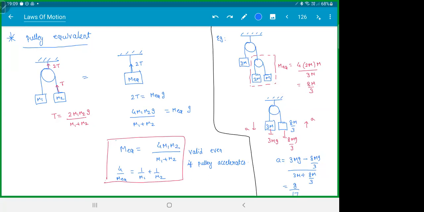So be careful. Net force method is a different technique. Pulley equivalent is a different technique. The general method always works. These are just additional techniques from the general method, which we're actually using the general method only to get. So if you remember them, you'll find it much easier and save time.